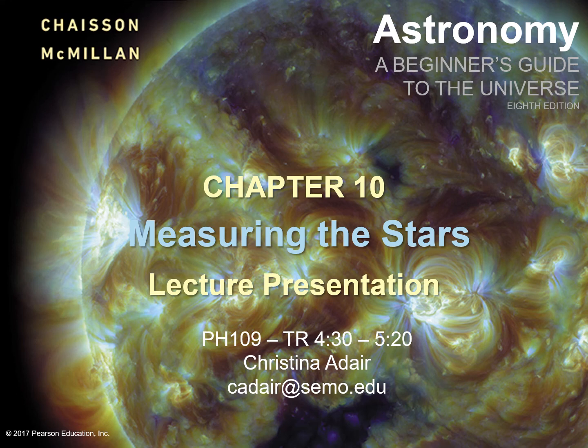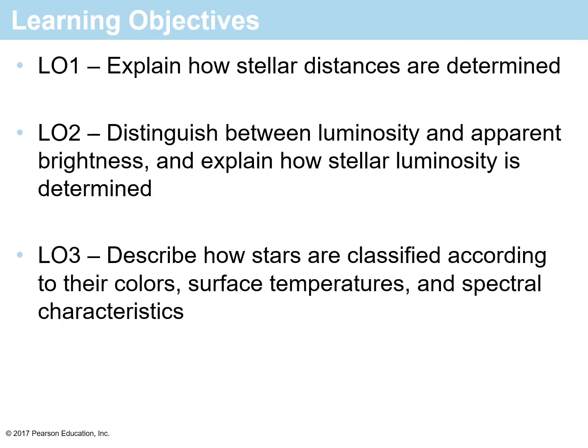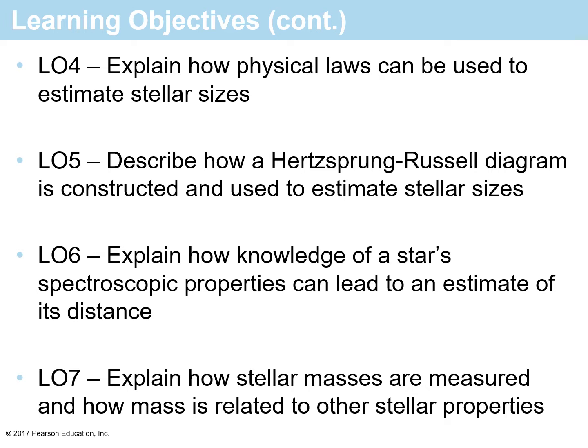Hello again. Welcome to Chapter 10, Section 6, where we're going to talk about how we extend the cosmic distance scale out a little bit farther. So we're going to explain how knowledge of a star's spectroscopic properties can lead to an estimate of distance. And then I'm not exactly sure where the next break off is, whether we're going to get to Learning Objective 7 or not, but explain how stellar masses are measured and how mass is related to other stellar properties. We might do that in the next video or this one.